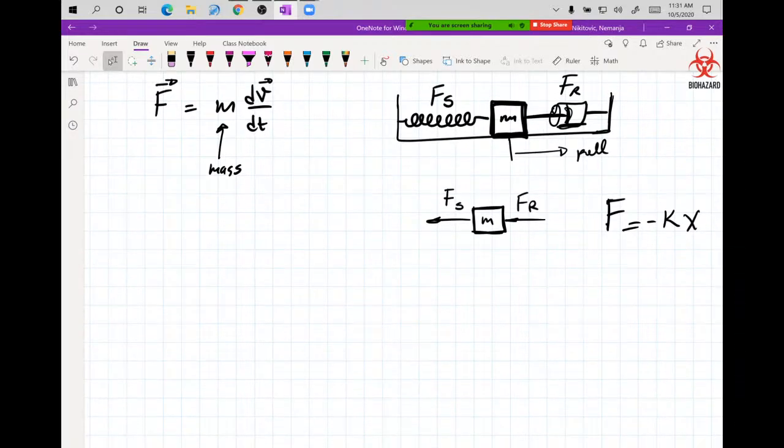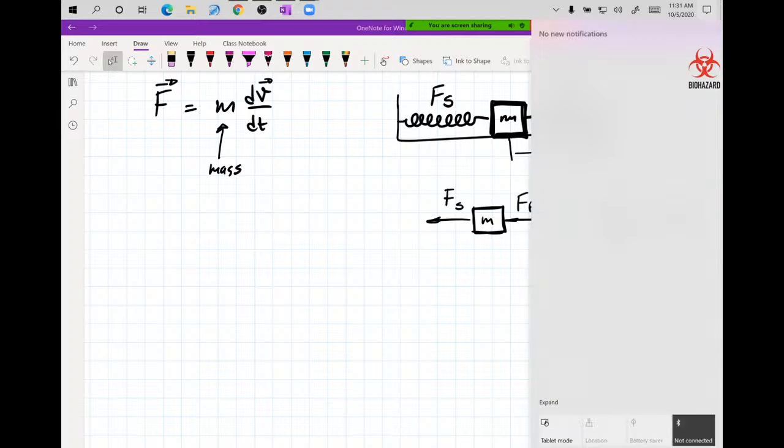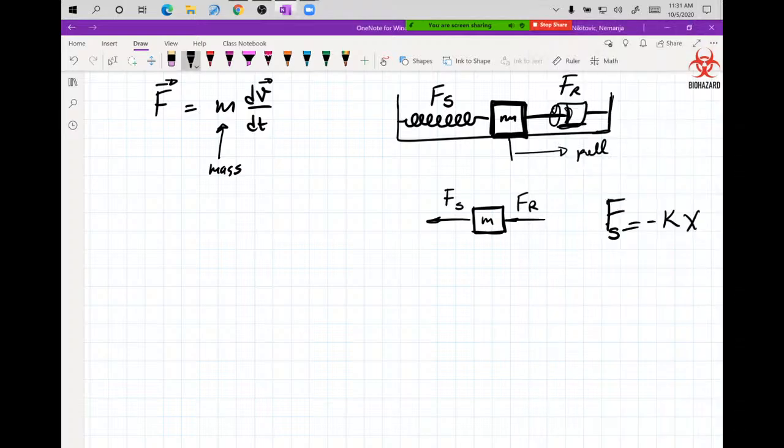So that's that part, and then we're also going to have the other part, the dash part. This is F_s, and we also have F_r. Now F_r is negative c v, which depends on velocity. Remember that I also had the velocity with the force.